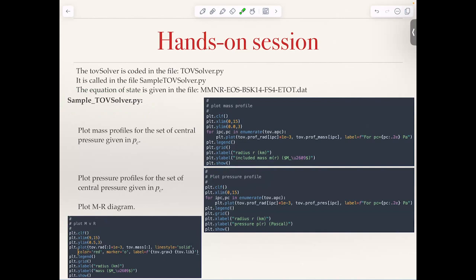So I suggest that we start with that. Just launch the code, and that is the starting point. Yes? You don't need to open the table.